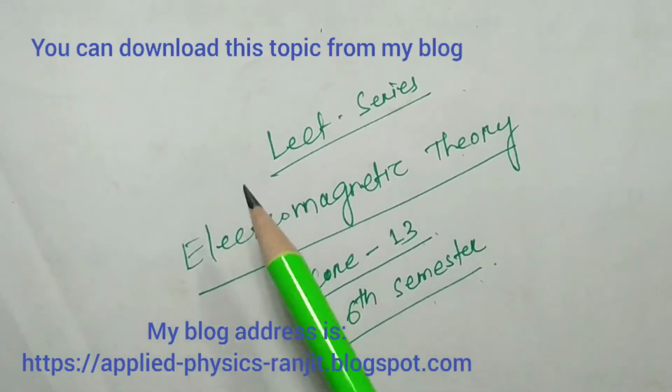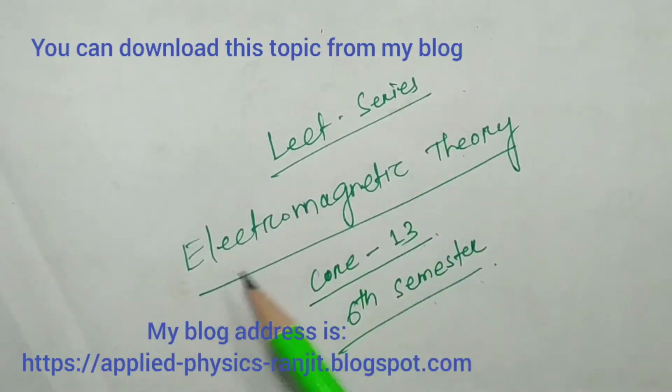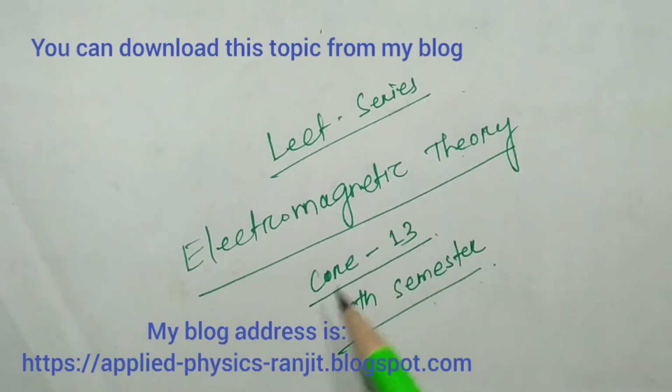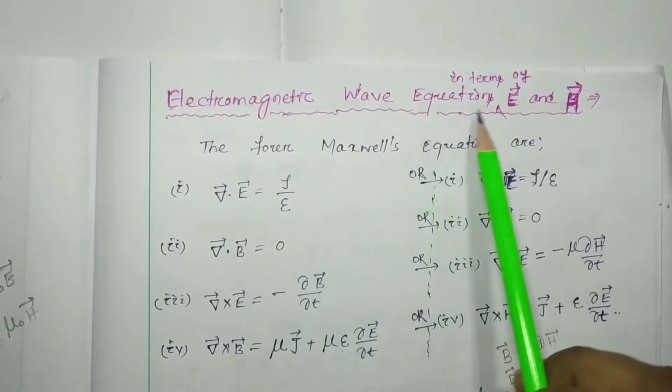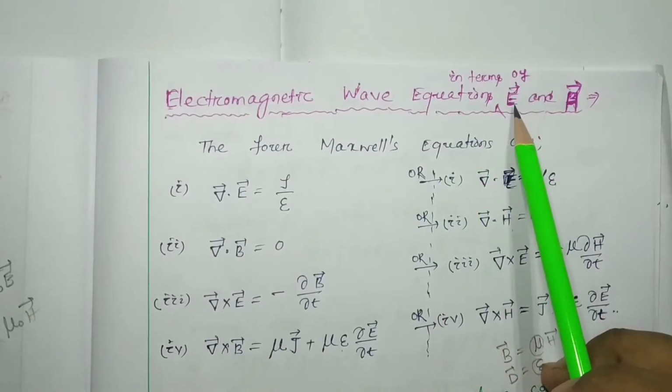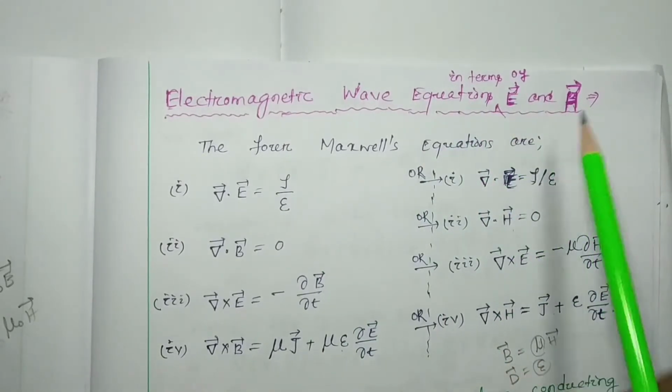I welcome you all to our lecture series on electromagnetic theory, that is your Core Paper 13, which belongs to your 6th semester. In our last class we discussed electromagnetic wave equations in terms of E and H.